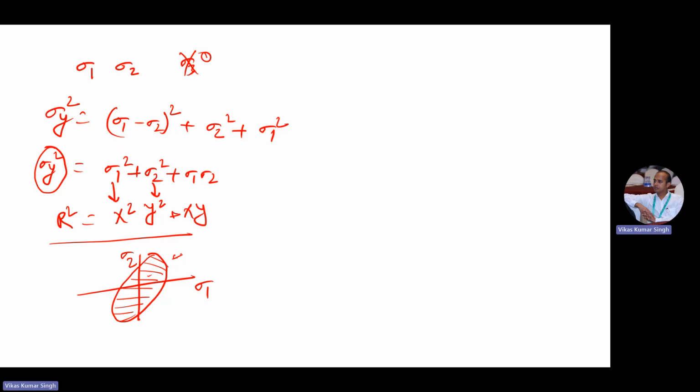So we have derived the distortion energy theory: we calculated the energy density due to distortion, then the yield condition sigma y, and derived the shape of the failure. Now we are going for pure shear.